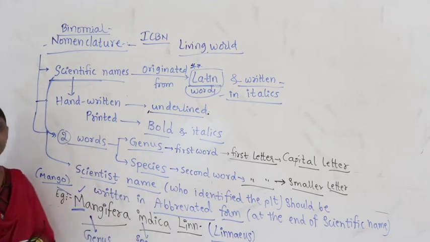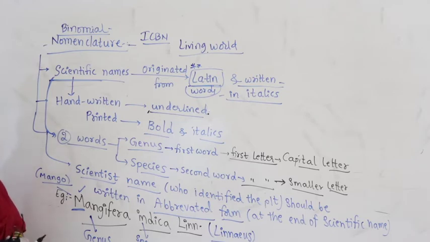So, I told you very clearly the most important questions that arise: who introduced binomial nomenclature? The answer is the scientist Caspar Bauhin. Who proposed and popularized binomial nomenclature? Carolus von Linnaeus. Okay. So, let us continue further here.